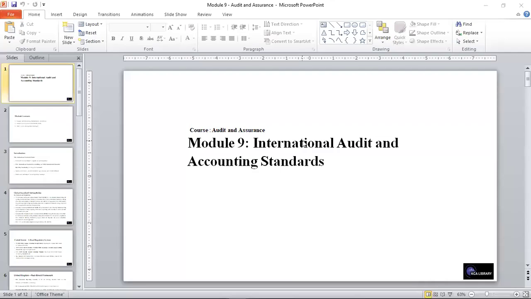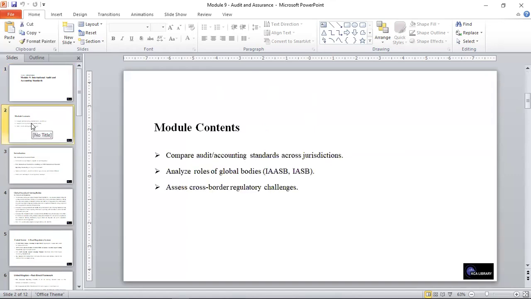We are getting closer to the end of the course, and we'll be looking at International Audit and Accounting Standards today. Under this, we will compare audit and accounting standards across jurisdictions. We'll also analyze the roles of global bodies like the IAASB and IASB, and assess cross-border regulatory challenges.